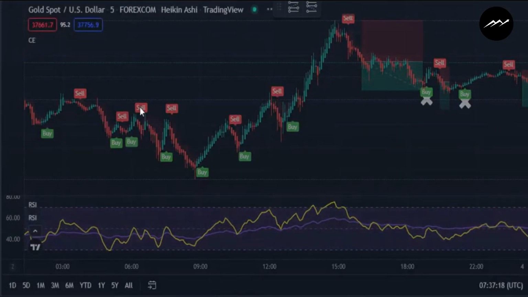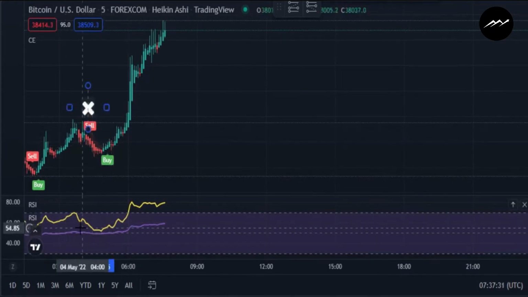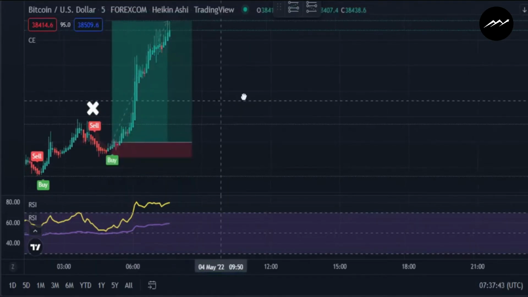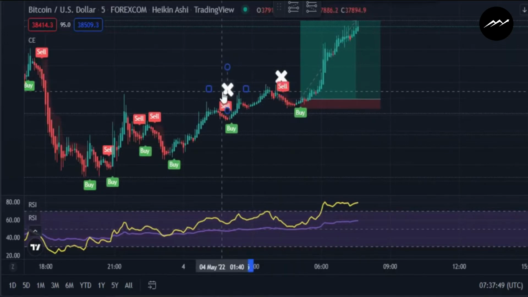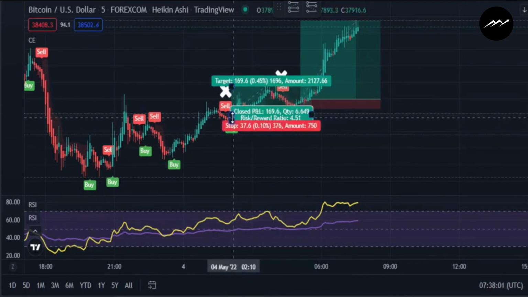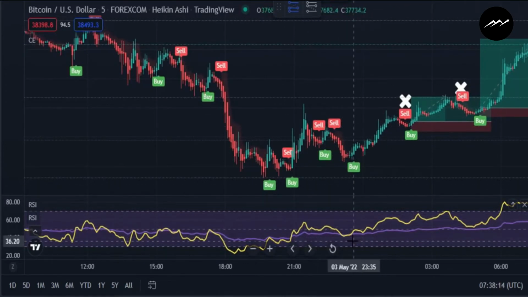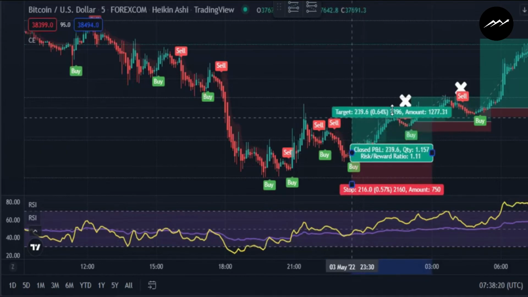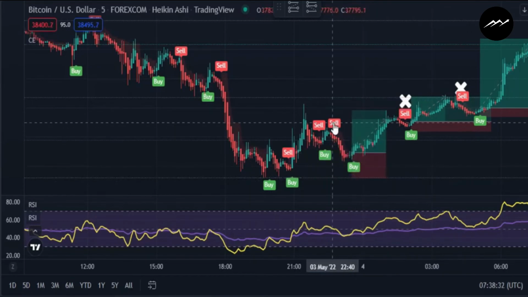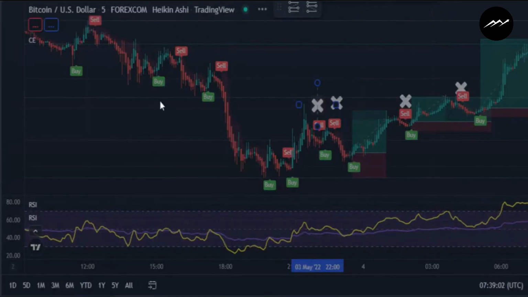Now let's test the strategy on the Bitcoin chart and see how this strategy works in the crypto market. Now let's see how the strategy works on the Ethereum chart.